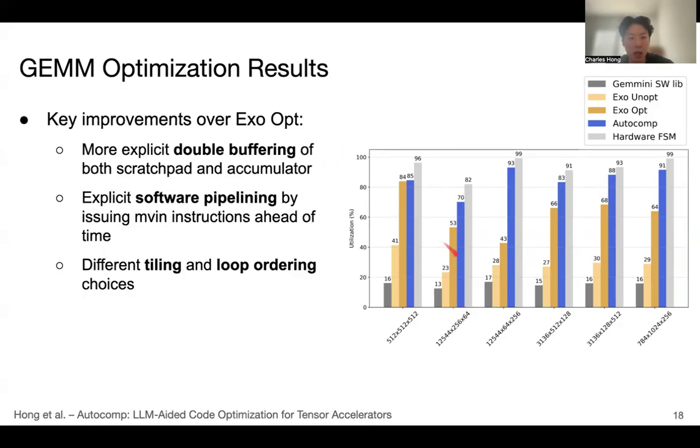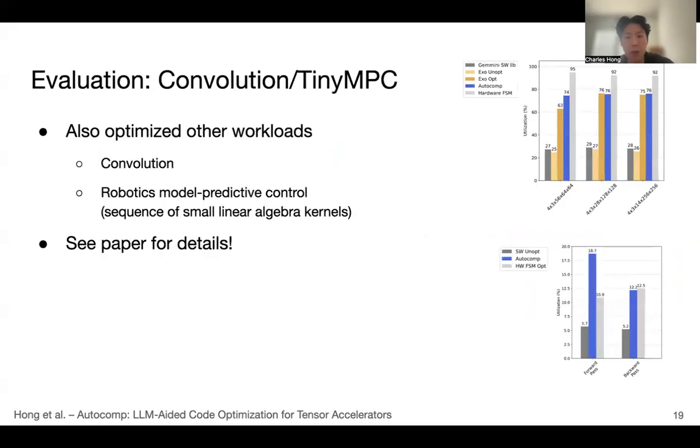We also took a look at the code that was generated and found that Autocomp was really able to explore different implementations of double buffering, software pipelining, tiling, and loop ordering, all of these different optimizations, and really try different options until it found the best performing ones. We also implemented convolution and model predictive control for robotics, but I'll skip those. You can take a look at them in the paper if you want more details.